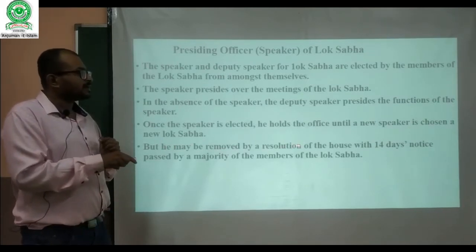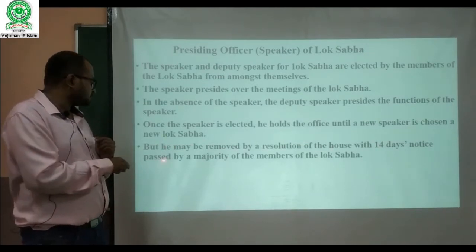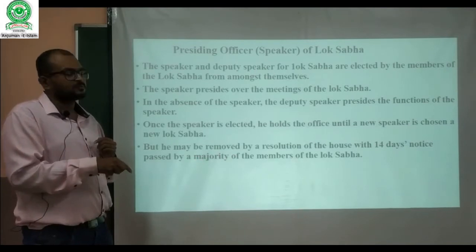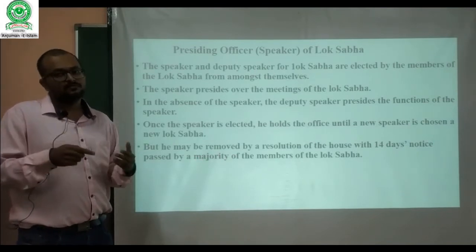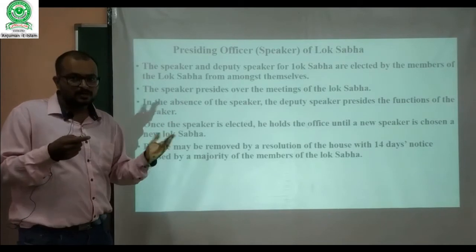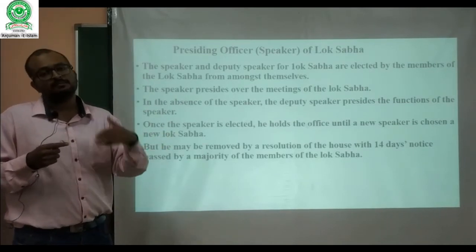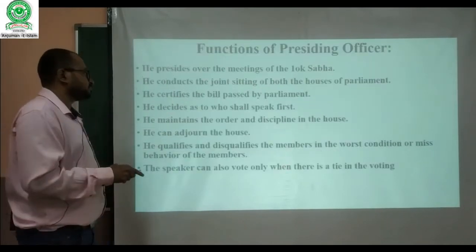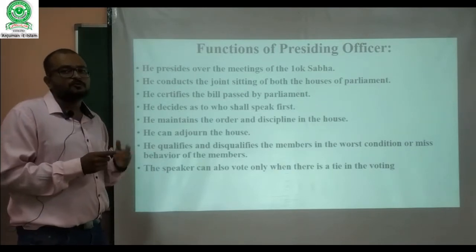But he may be removed by a resolution of the House with 14 days notice passed by a majority of members of the Lok Sabha. If a speaker has to be changed, a memorandum has to be given 14 days before, then he can be changed by the majority. Let's come to the functions of the speaker.